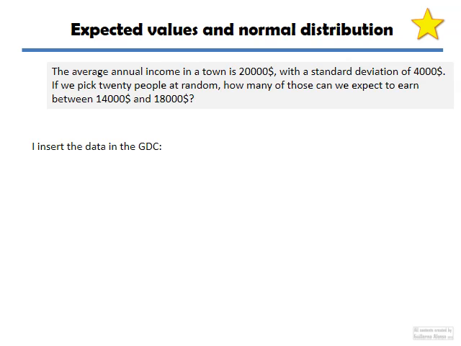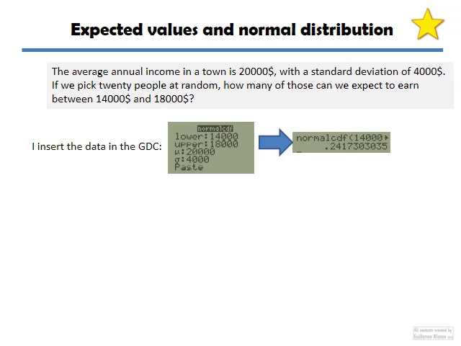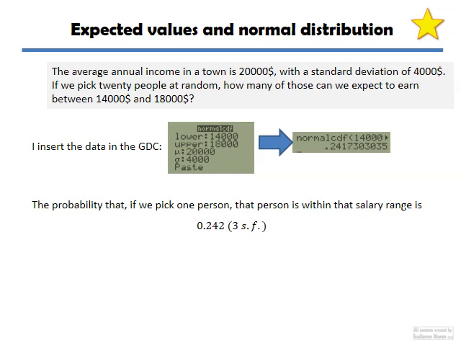So I put my data in the GDC. And what do I go and get to calculate? Well, I go out in the street in this town, I pick someone random. What are the chances that this person earns between $14,000 and $18,000? That's what I'm going to get here. I paste it and I get that probability, 0.242. Great. So the probability is 0.242 to 3 significant figures.